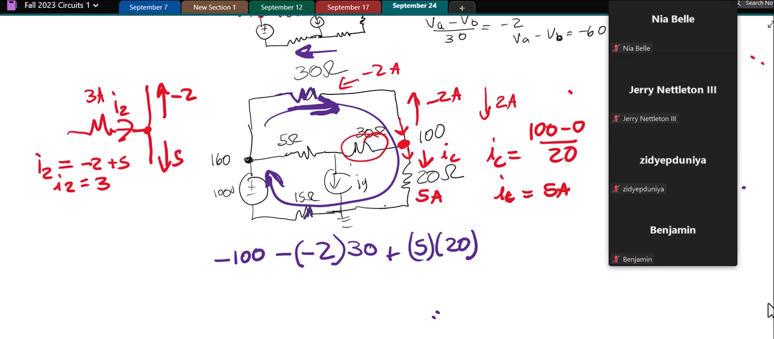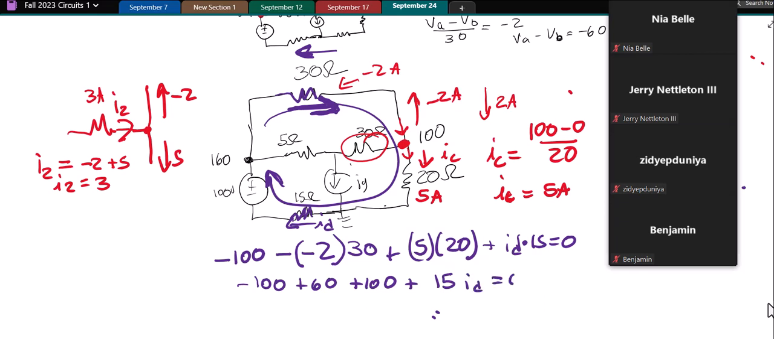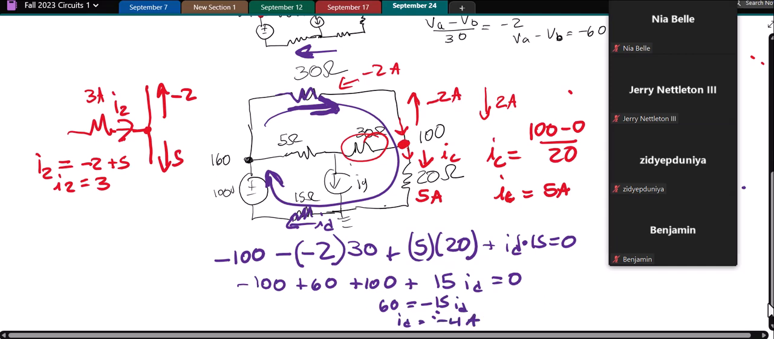And then I get to this last one. I don't think I have this current labeled, so I'll call that ID. So plus ID times 15, and that has to equal 0. So now I have a nice equation that only has one unknown in it. So that's negative 100 plus 60 plus 100 plus 15 ID equals 0, or 60 equals negative 15 ID, or ID equals negative 4 amps.